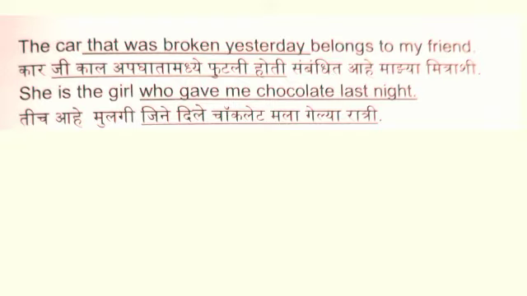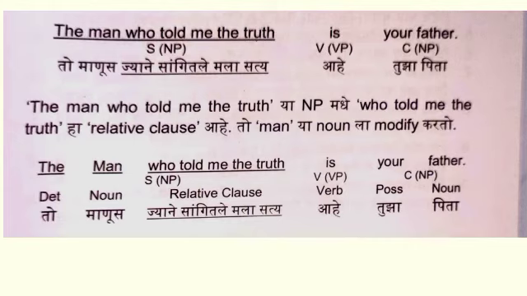Underlined parts in these sentences are the relative clauses, and as they have finite verbs in them, they are called finite relative clauses. In the sentence, the man who told me the truth is your father, the man who told me the truth is the subject. It is a noun phrase functioning as the subject in this sentence. Is is the verb, and your father is the complement. It is also a noun phrase functioning as the complement in this sentence.